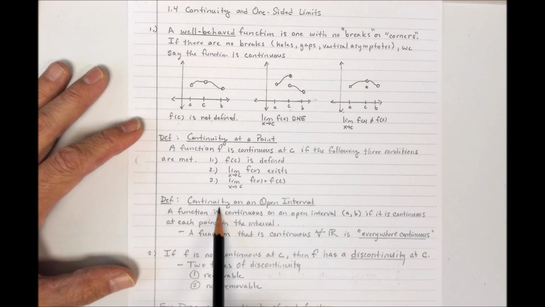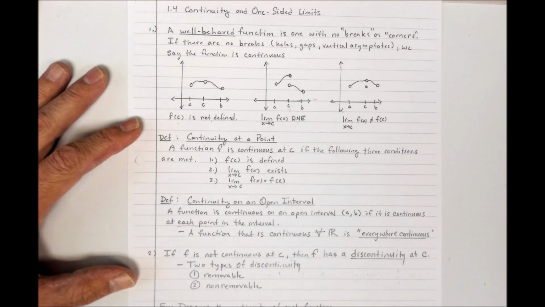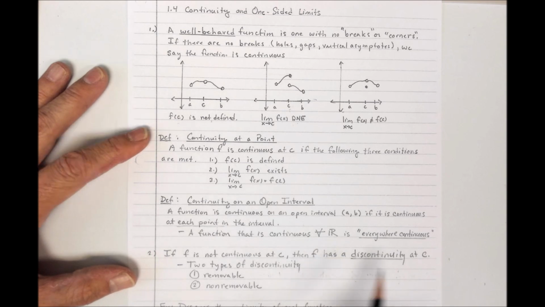So continuity on an open interval just means that it's continuous at each point. And again, you can't actually go through and plug in and go through these three steps to show that it's continuous at every point on an interval, because there are infinitely many points. But we say that a function is continuous on an open interval (a, b) if it's continuous at each point. And if a function is continuous for all real numbers, then we say it's continuous everywhere, or even cooler, we say it's everywhere continuous. All right, so that's kind of cool.